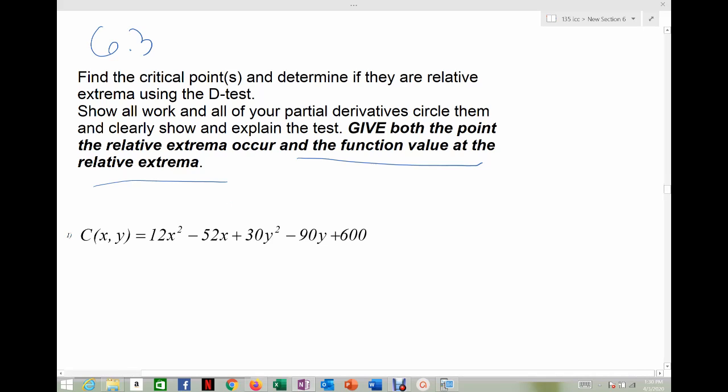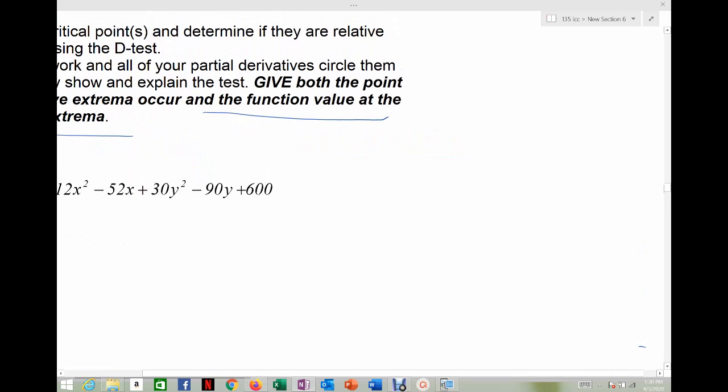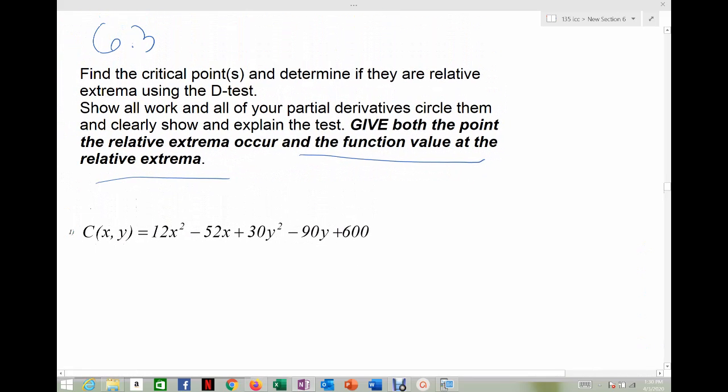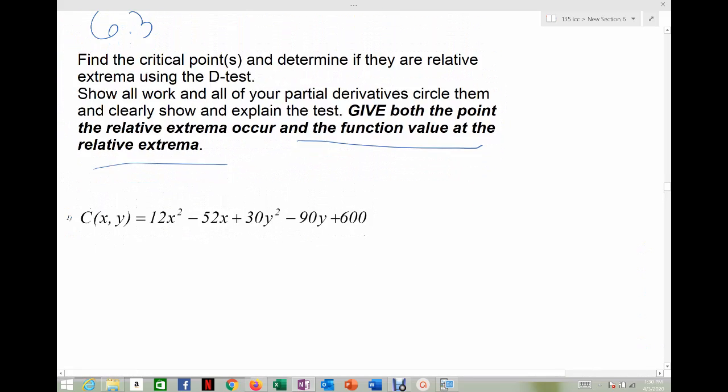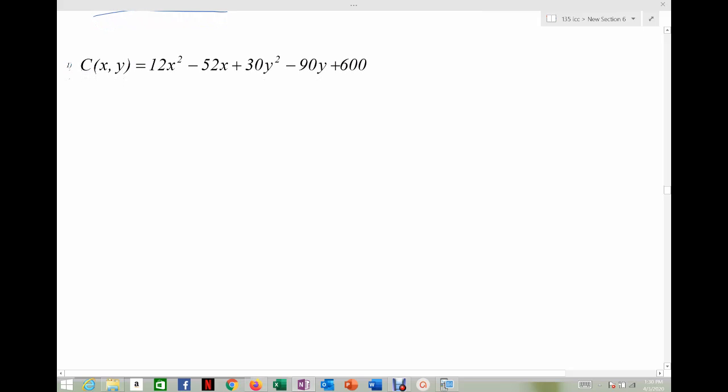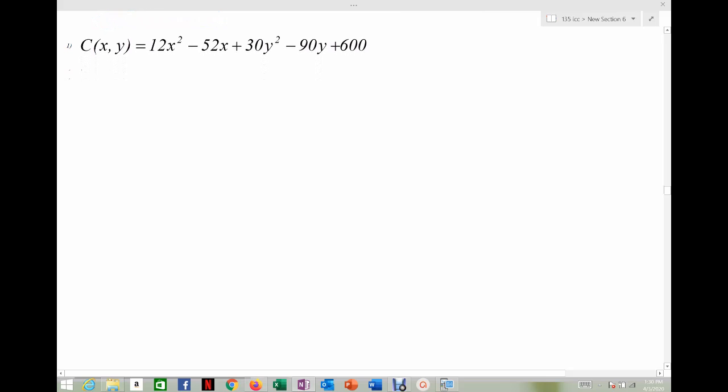Alright, so for our first example here, we've got our first example. This is a simple case, so we'll set it up and find our critical values first. First derivative with respect to x, 24x minus 52. First derivative with respect to y, 60y minus 90. Set it equal to 0. So this is the solve for x, solve for y case.